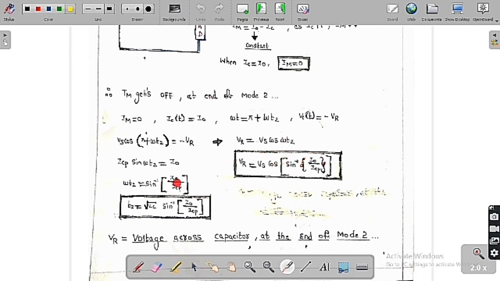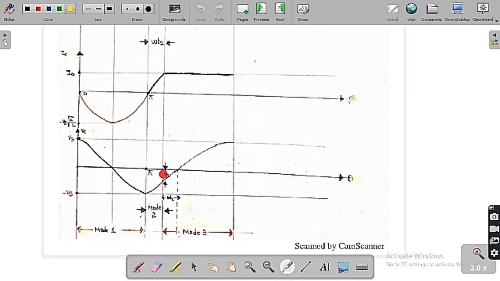And also this is the time here. So this is the capacitor voltage at the end of mode 2. VR is called the voltage across the capacitor at the end of mode 2. So this is the end of mode 2.